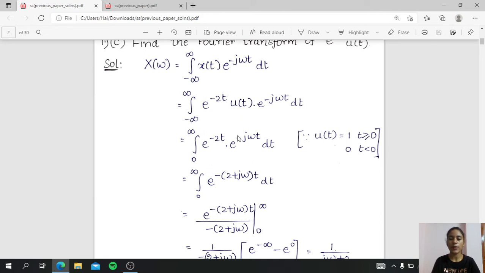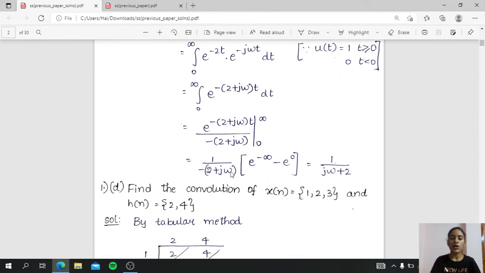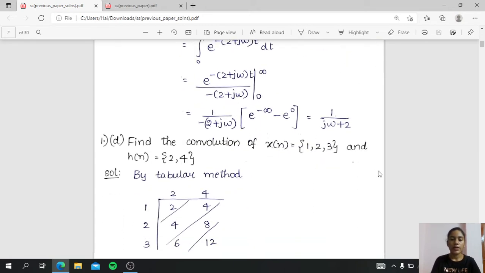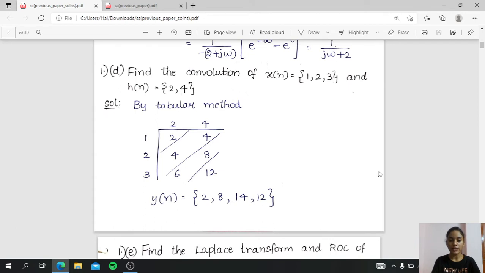This is in the form of a power m into a power n. This will be a power m plus n. So this is the next step, and on integrating this along with its inner derivative bounded to the lower and the upper limits, on substitution of the upper limit minus lower limit, you will get 1 by j omega plus 2.